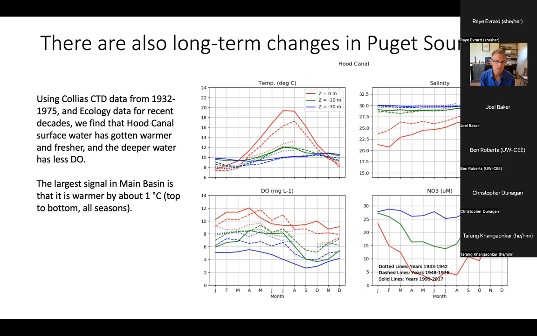And you can see that Hood Canal actually has a pretty strong signal. It's warmed in the surface waters. It's gotten fresher. And below that, the dissolved oxygen has decreased notably. This is just what's happened historically, sort of climate change in the past. And in Main Basin, the signal is a little more muted, but largely it's all gotten warmer by about 1 degree C. Next slide, please.